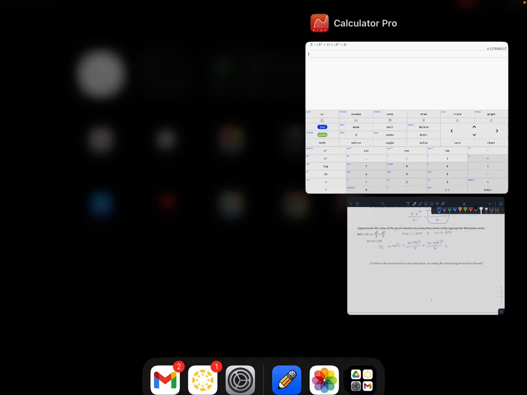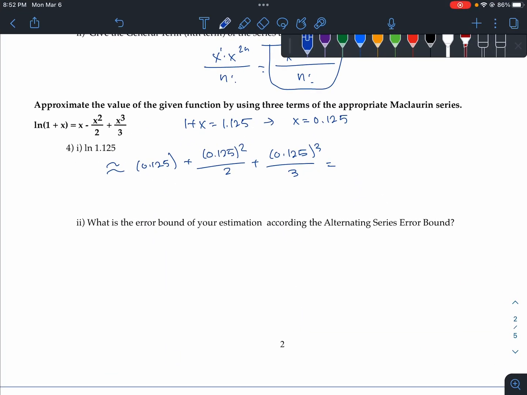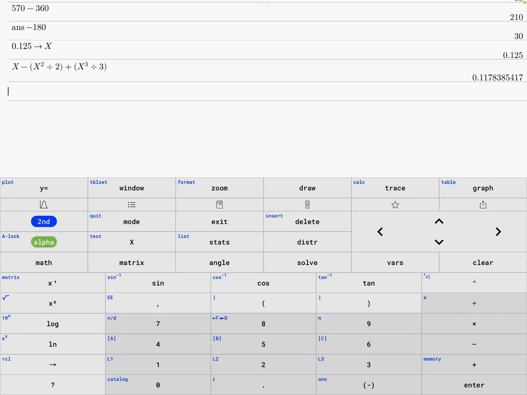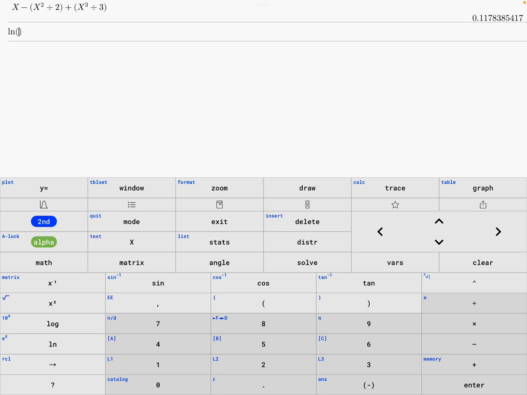So our approximation is about 0.117839. Now if you want to check your work, let's actually plug in the natural log of 1.125. It's a pretty good approximation.